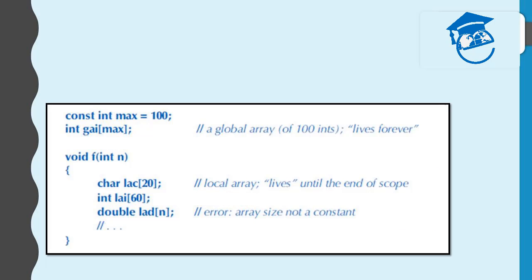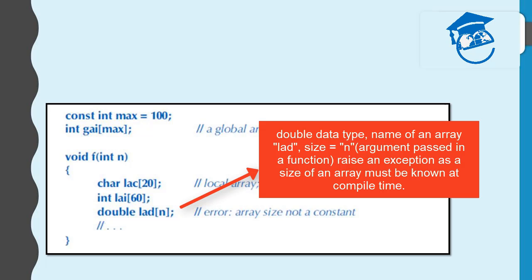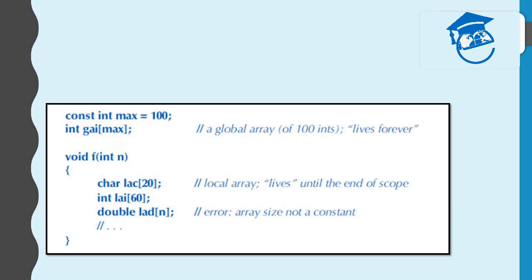Now the third code line, it's an array with the double data type, and this time the length is defined with the variable n, which means the argument that function takes. Now could you remember, previously I told you the number of elements of a named array must be known at the compile time. So due to that reason, you cannot do something like the third code line. As array size is not a constant value, you will get an exception.